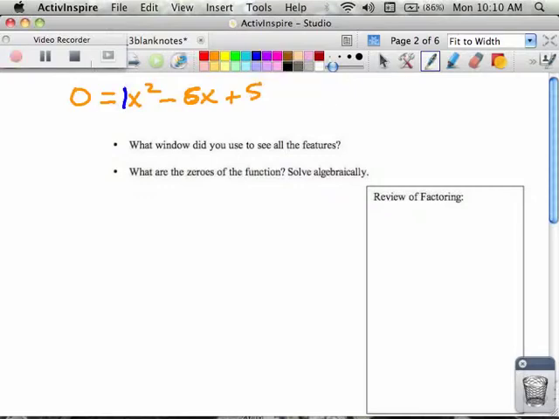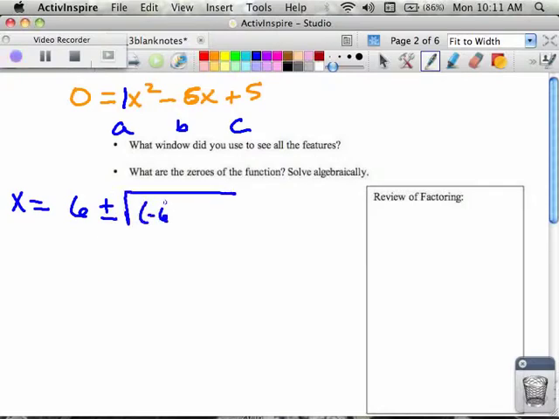There's a 1 in front of the x squared, that's your a. The negative 6 in front of the x, that's your b. And the 5 that is not attached to a variable, that's your c. And so I have x equals the opposite of b, so that's positive 6, plus or minus the square root of b, which is negative 6 squared, minus 4 times a times c, all over 2 times a.